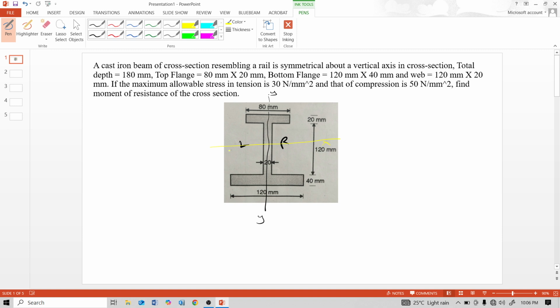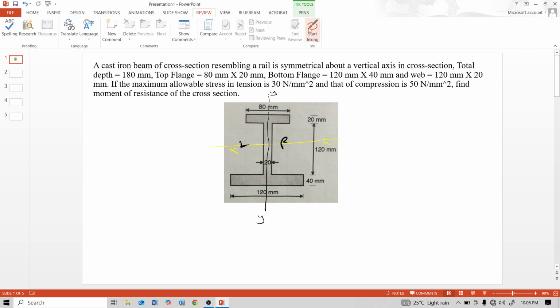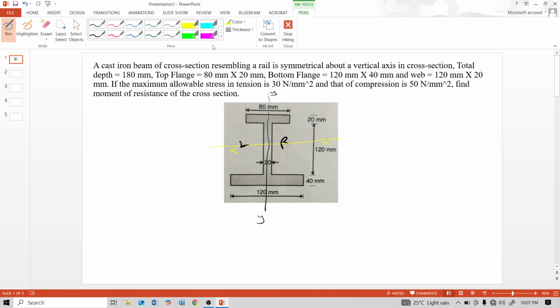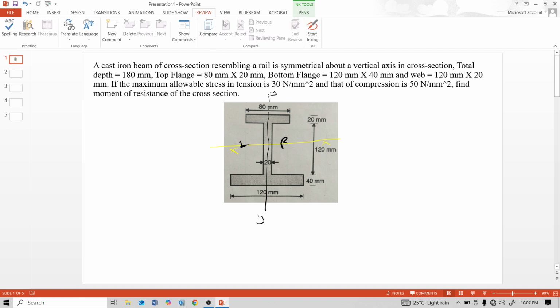See, above this x-axis and below the x-axis there is asymmetry. This bottom flange is bigger, the width is bigger, 120 mm, and the thickness is also bigger, 40 mm. The top flange thickness is 20 mm and width is 80 mm. So this I section is only symmetrical about the y-axis, not symmetrical about the x-axis.